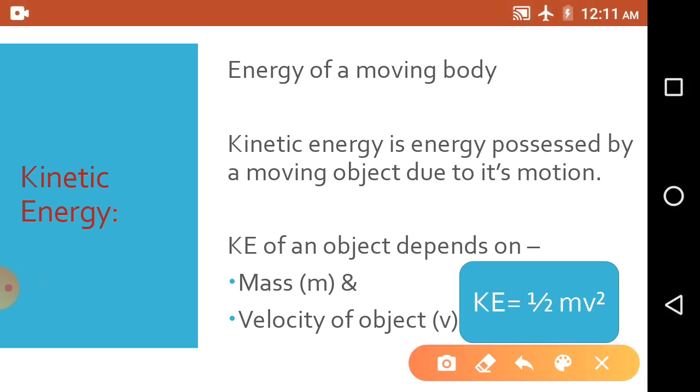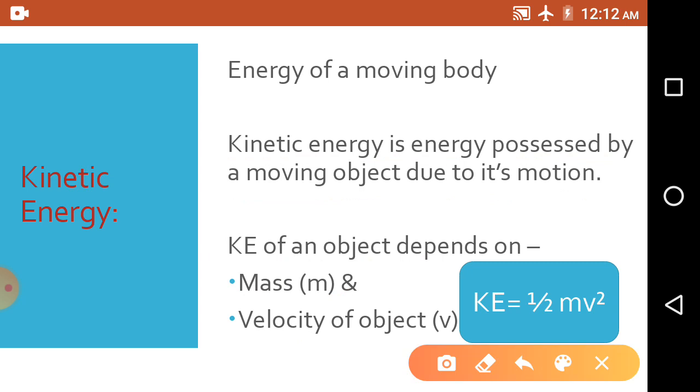So, you all know that the energy of a moving body is the kinetic energy, and the definition given here is that kinetic energy is the energy possessed by a moving object due to its motion. Because kinetic energy is due to motion, the kinetic energy of an object depends on the velocity, and it also depends on the mass. So we will say that it depends upon the mass and velocity of the object.